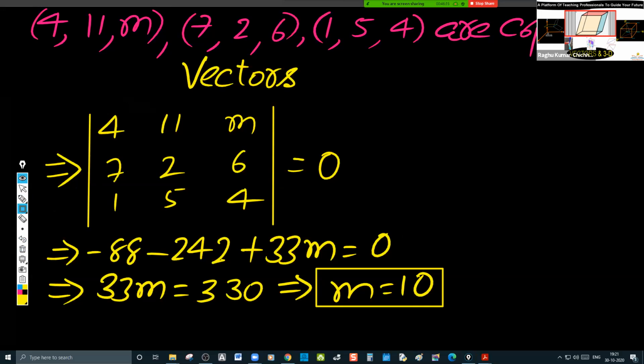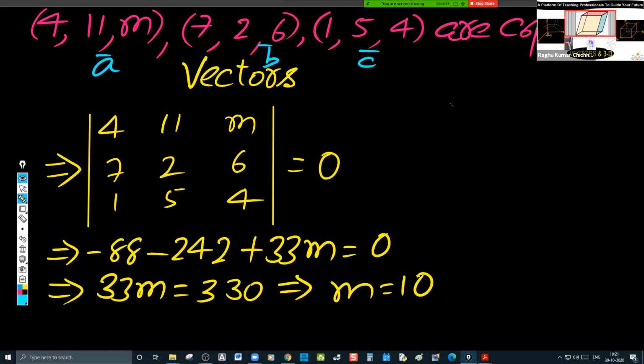And linear combination can also be found out. If you want to write the linear combination, how to proceed? Take this as A bar, take this as B bar, and take this as C bar. Write a linear relation between them: A bar is equal to X B bar plus Y C bar. Then solve for X and Y.